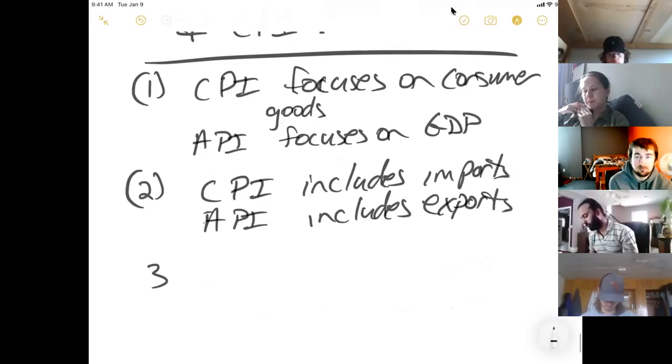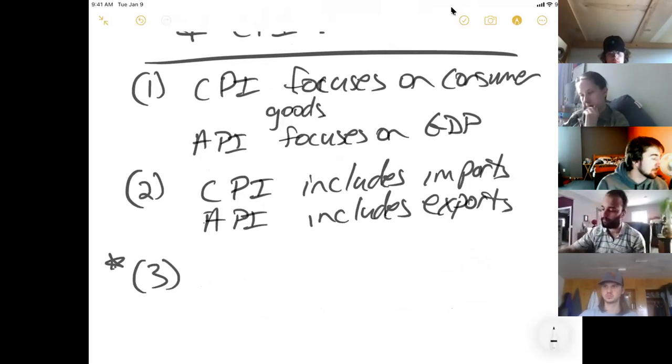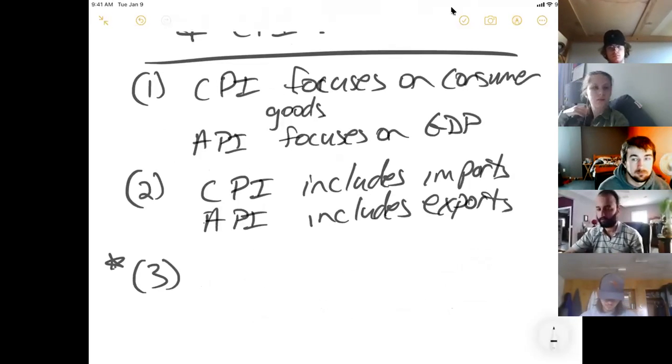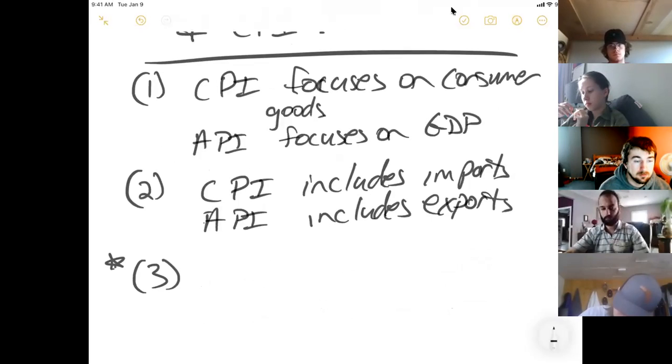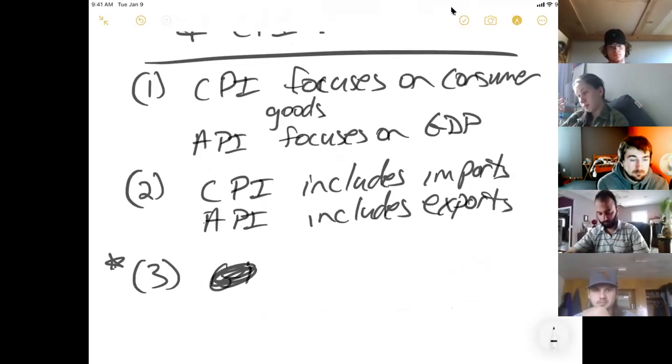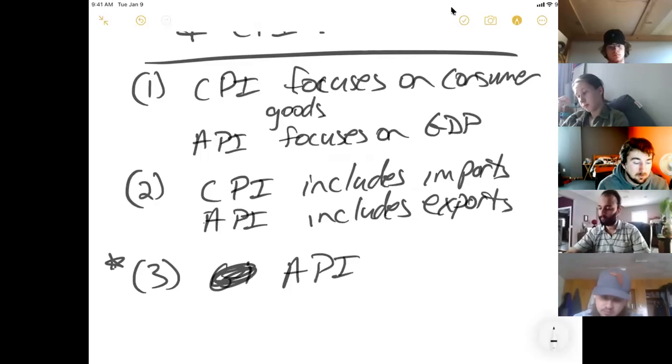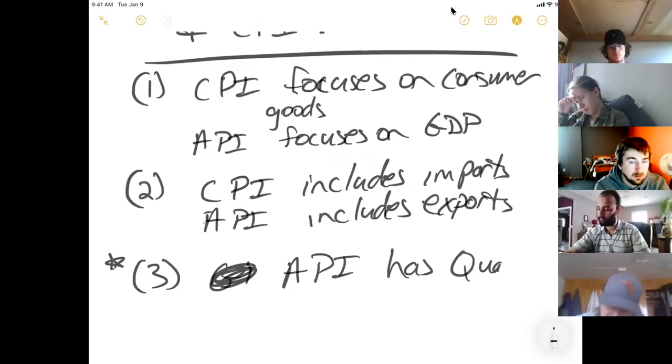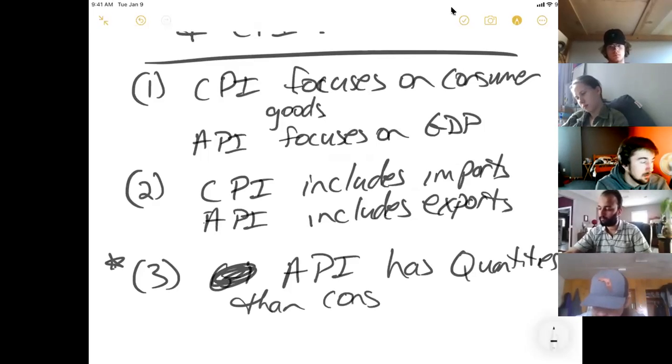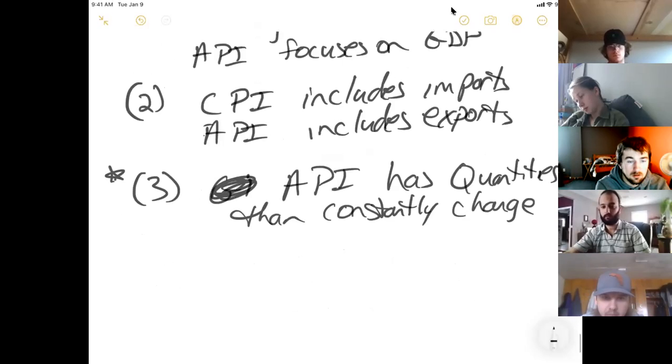Now, there's a third difference, and I'm going to put a star next to this one because this one is a trickier one, or one that's a little bit more subtle, but as a practical matter has a lot of big implications for how you understand it. The aggregate price index has quantities that constantly change.